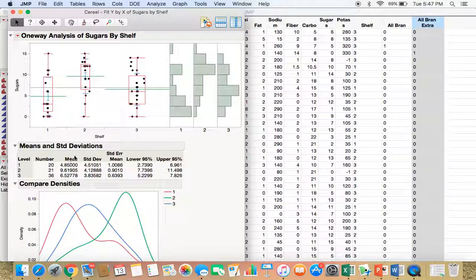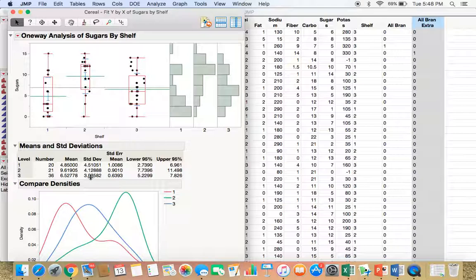Here we are given the means for each shelf, the standard deviation for each shelf, the standard error mean, and the confidence interval for all 3 shelves. Now we look at our standard deviations, and here you can see the first one 4.5, second 4.12, and third being 3.8. To me, it's relatively close, so that's what we can infer from our standard deviations. Now we want to look at the histograms.